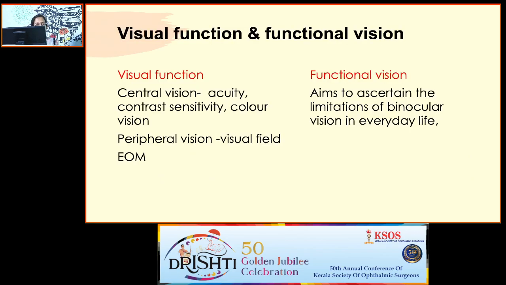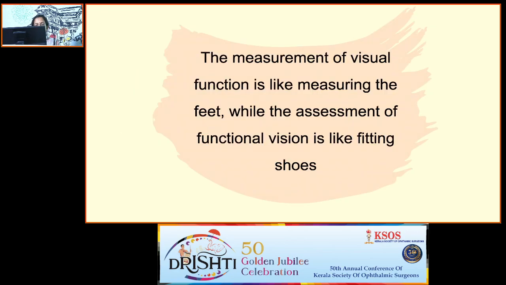While we do an examination, we should think about two aspects. We have to check the visual function as well as functional vision. Both are different. When we assess the visual function, your routine examination protocol, like checking for acuity, contrast sensitivity, color vision, peripheral vision, and extraocular motility pattern, all these fall under testing for visual function. Now, functional vision assessment aims to ascertain the limitations of binocular vision in everyday life. This is a very useful analogy they've made. The measurement of visual function is like measuring the feet, while the assessment of functional vision is like fitting shoes.